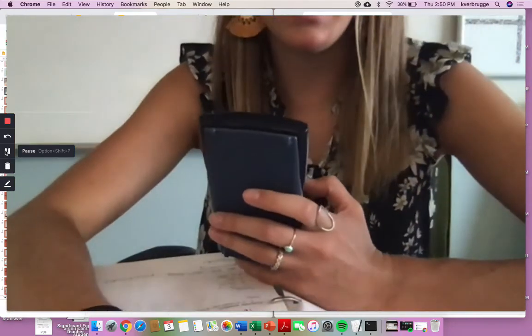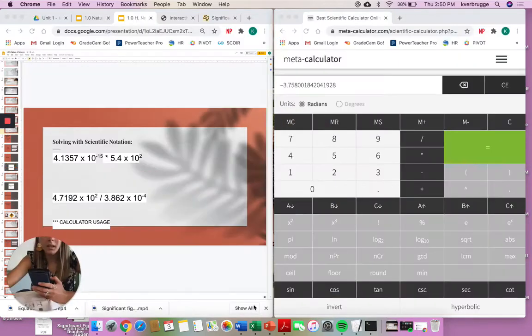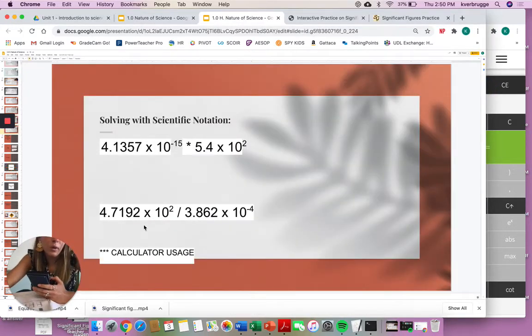Let's solve another problem in this way. So let's do 4.7192 times 10 to the second divided by 3.862 times 10 to the negative 4. Again, we are going to type in as follows. And if you haven't already, try that on your own and make sure you get the answer I'm about to get.